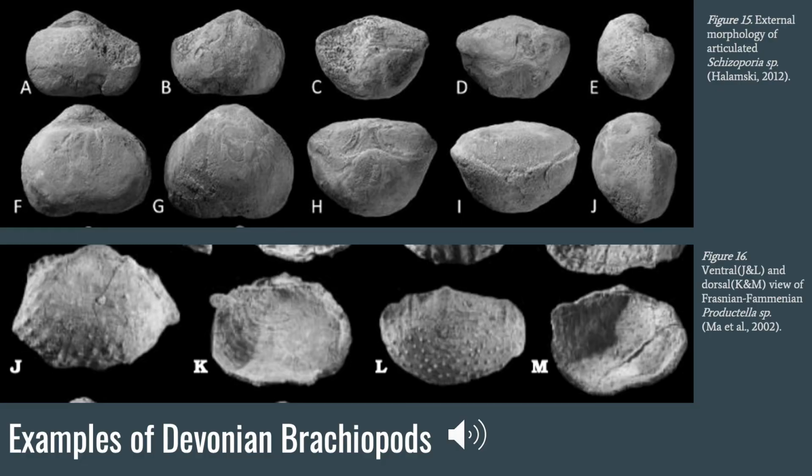Right, so now we will move on to the brachiopods. So here are just simply examples of Devonian brachiopods. Figure 15 outlines Schizophoria, which is found within the lower member, as we noted 2 slides ago. So then you can see that in the top figure 15, A through J, and then in figure 16, we've got ventral and dorsal view of Productella that may have been present in the Sassenach Formation at this time.